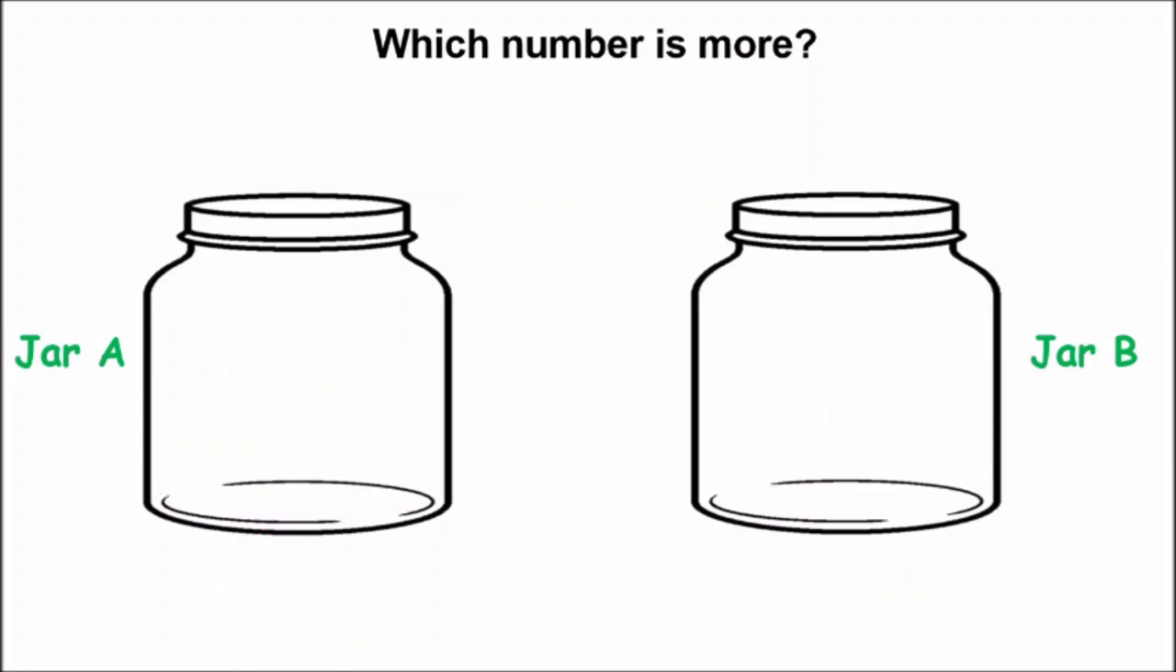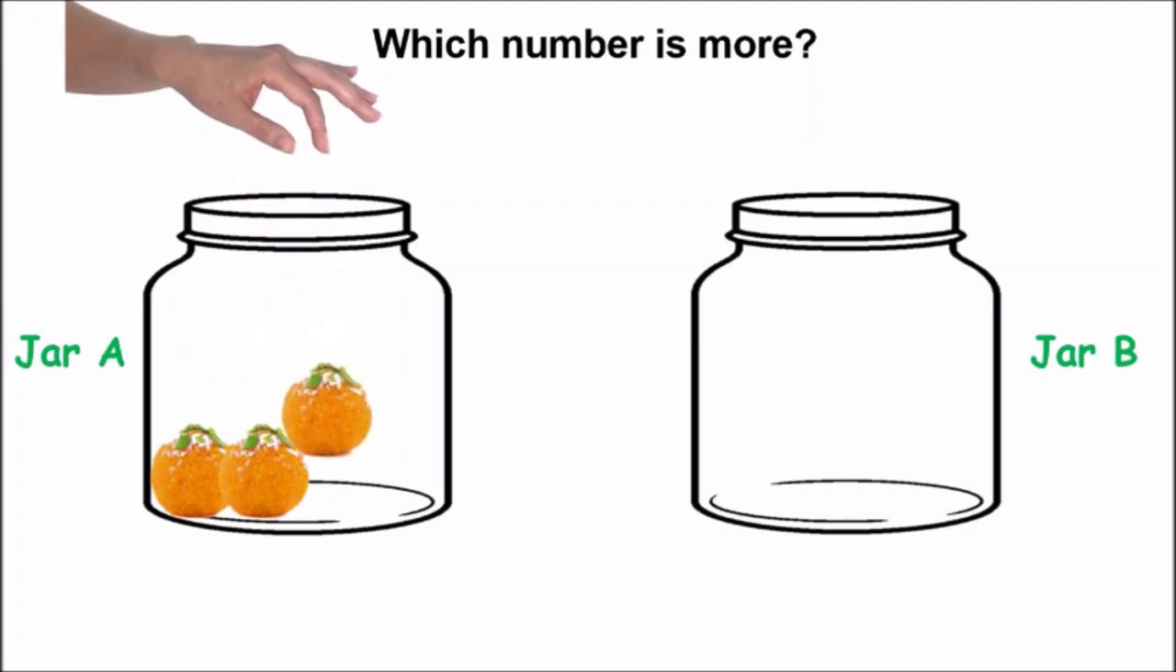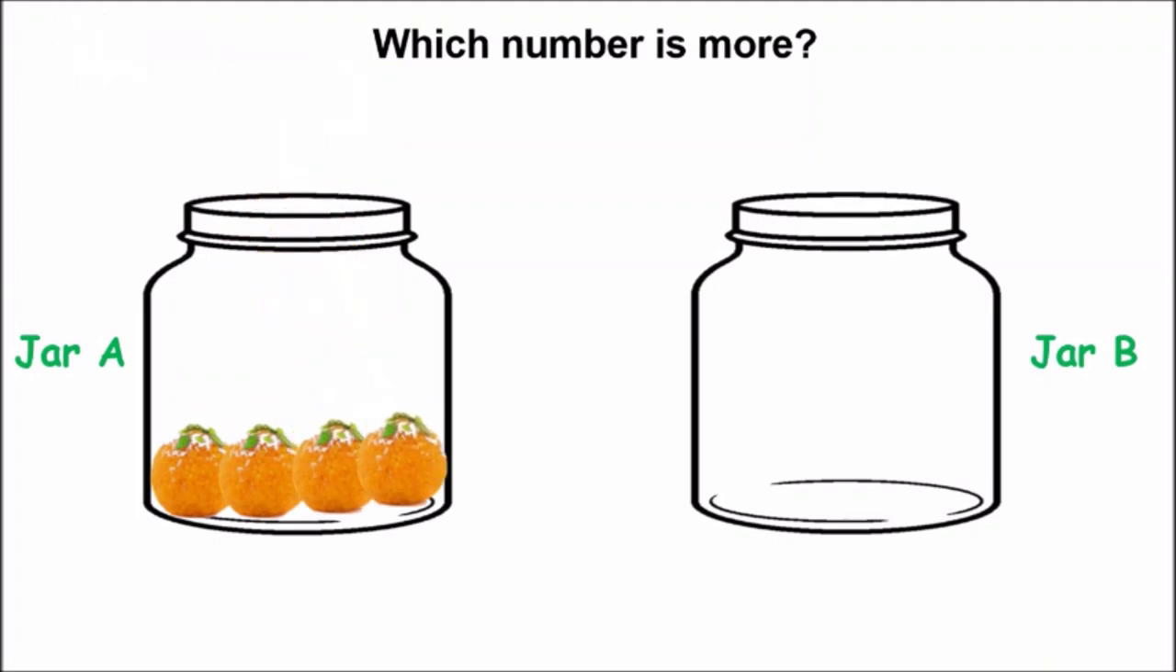Now children, I'm going to put some laddus. So I'm putting some laddus in jar A now. So children, counting time. Count with me. 1, 2, 3, 4. So children, how many laddus are in jar A? Correct. 4 laddus in jar A.